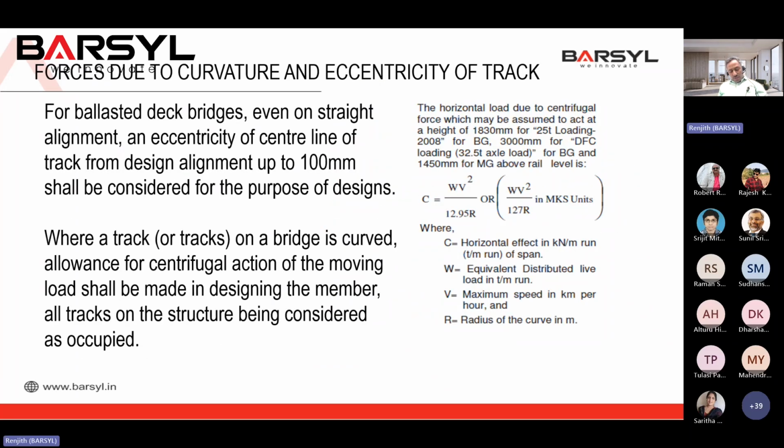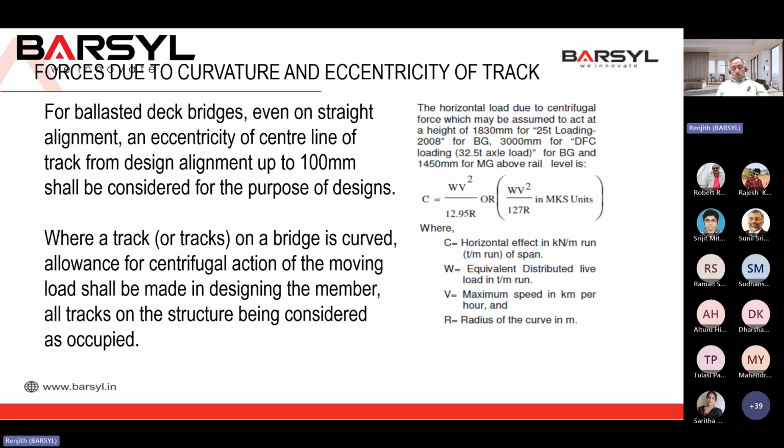The other force is due to curvature and eccentricity of track. In the railway code, it is very clear that even for ballasted bridges on a straight track, we have to take a minimum eccentricity of 100 mm. Even though the bridge is on a straight track, we need to take 100 mm eccentricity for the load, and that needs to be applied on the model which is going to be analyzed.